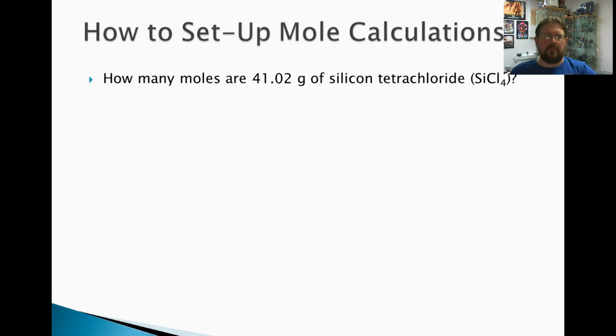Well, here is our problem. How many moles are 41.02 grams of silicon tetrachloride, or SiCl4? Okay. So right away, you look at that problem. It's asking for moles and giving you grams. You are going from one unit to another, from grams to moles, okay? You need something that bridges the gap between grams and moles. What is that? It's the molar mass.